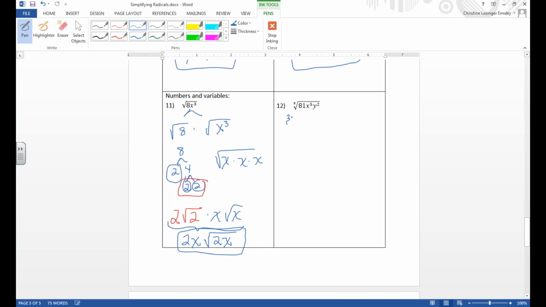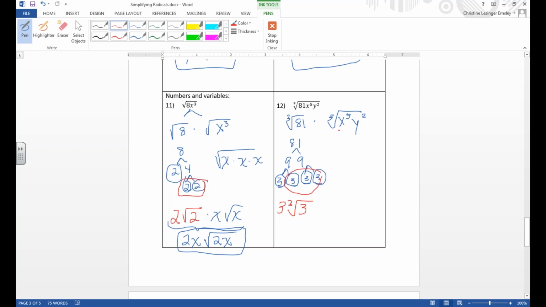And another combination one here, same kind of idea. We've got the cube root of 81 and the cube root of x to the 5th y squared. 81 is 9 times 9, which is 3 times 3 times 3 times 3. Cube root this time, so we are looking for groups of 3. We have one set of 3 factors, so 1 3 gets to come out. There's a 3 left inside, so we'll leave that one behind.